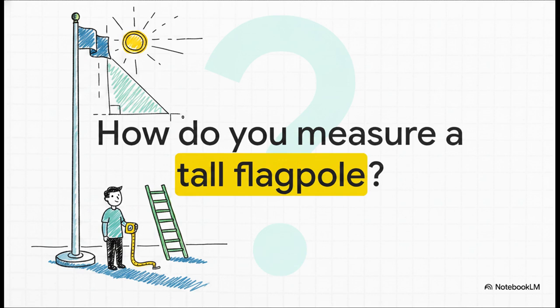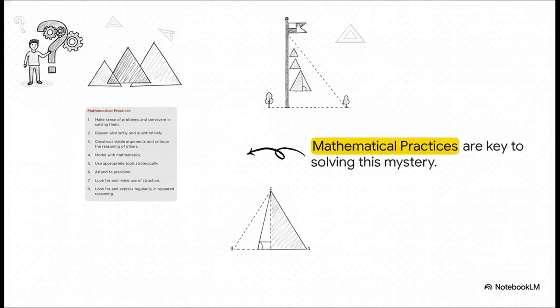This isn't just some trick question, guys. It's a completely foundational application of geometry. To crack this, we're leaning on the core standards of mathematical practice. Specifically, we need to focus on practice 1, make sense of problems and persevere in solving them. And practice 4, model with mathematics. We are quite literally going to model that flagpole using triangles. But before we can do that, we gotta make sure we understand the anatomy of a triangle.